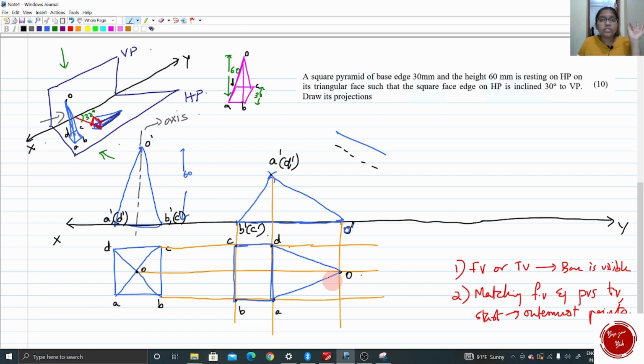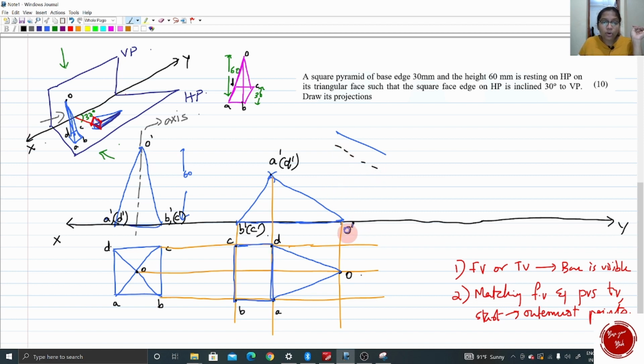For that, check the corresponding front view. That is, check for O dash B dash and O dash C dash, whether they are closer to xy or away. See, O dash B dash is closer to xy. Actually, it is on xy. Anyway, it is on xy or closer to xy. We have to connect those points in dashed lines.